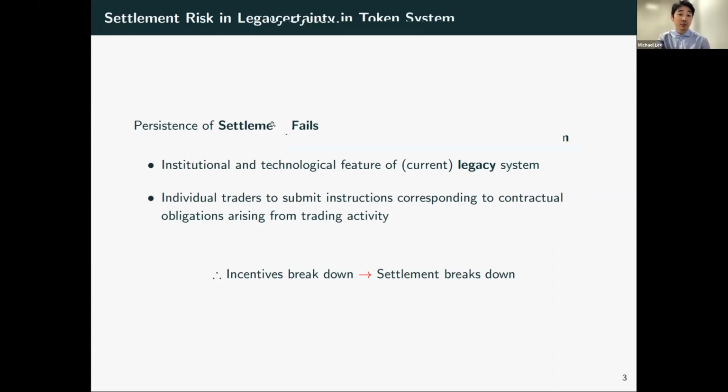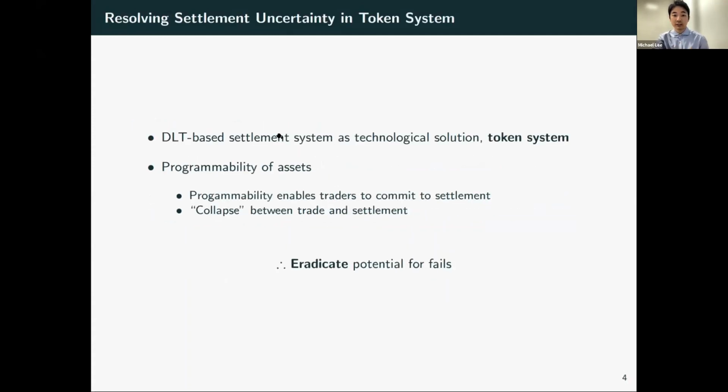Now, the key feature here is the programmability of assets. Programmability can enable traders to commit to settlement at the time of trade, and it essentially collapses this gap that exists between the time at which you trade and the time at which you actually settle the transactions. If implemented correctly, it could, in fact, eradicate the potential for fails to occur in the first place.